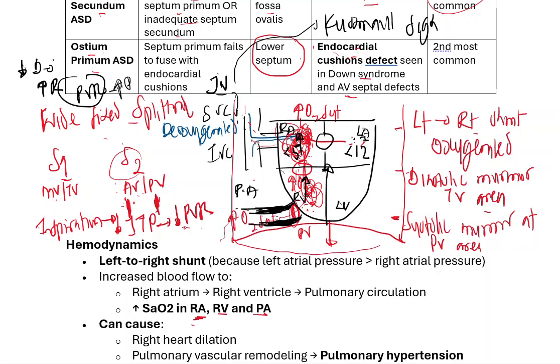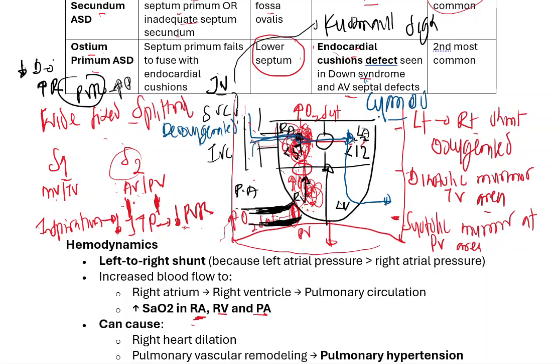And once that happens, the left to right shunt will now become a right to left shunt. And guess what? What type of blood is going to be shunting now? The type of blood that is going to be shunting from the right to the left is going to be deoxygenated blood, right? So now deoxygenated blood has the opportunity of going into the systemic circulation. And at that point, the patient is going to develop cyanosis. So that's why ASD is a cause of late cyanosis. Those patients are not going to develop cyanosis right at birth.